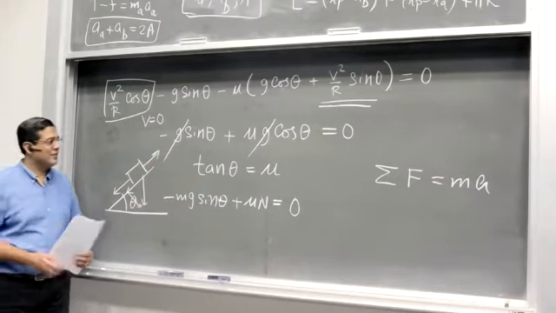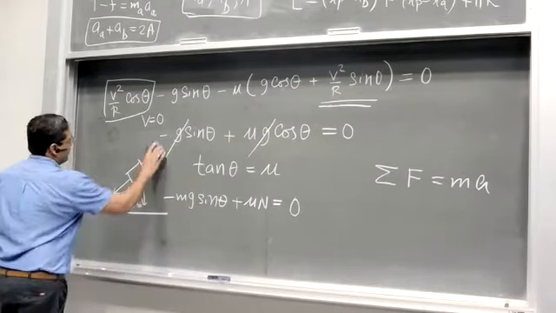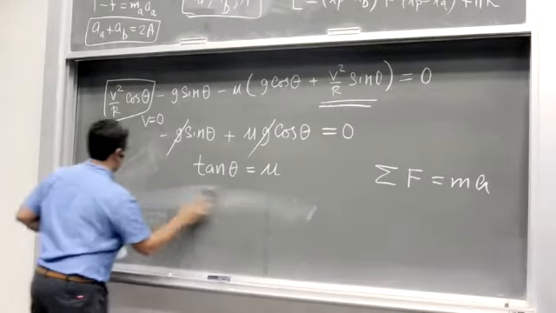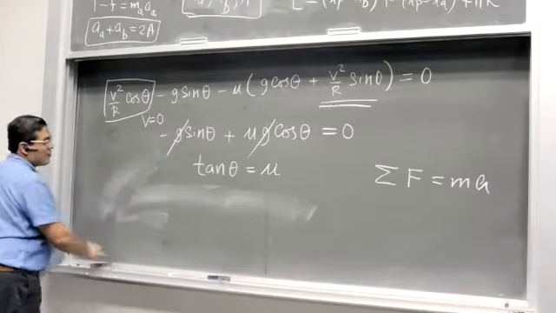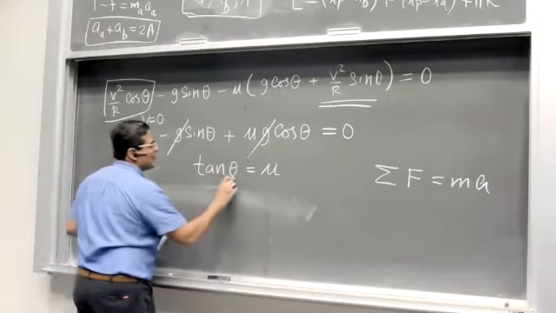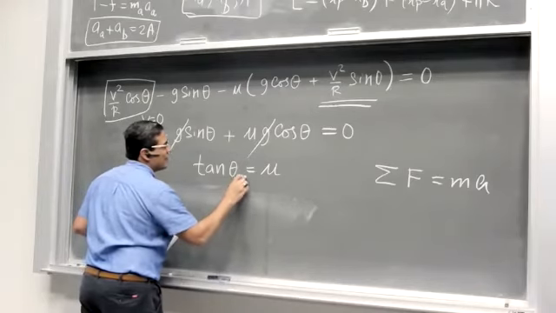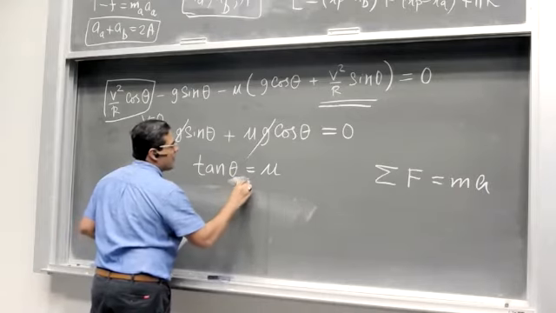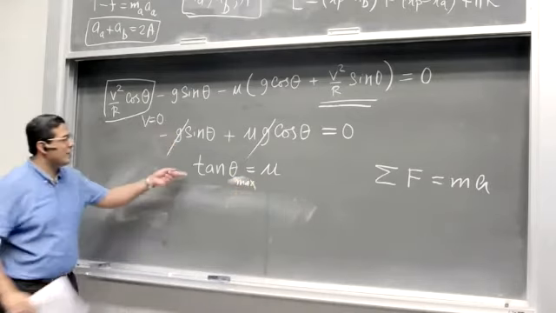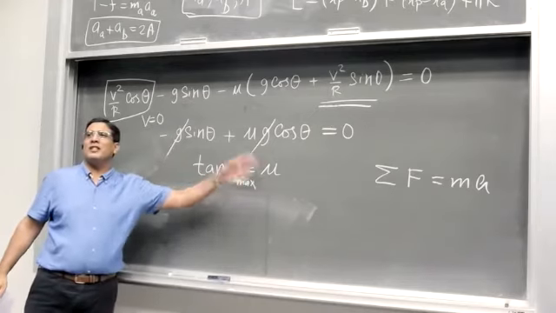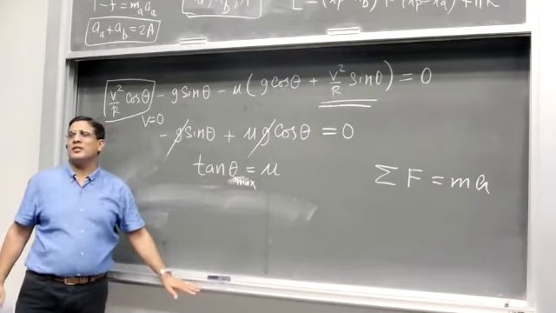Right. Okay, so even if the car is not moving, so long as the ramp angle theta has a peculiar value, if theta is large enough that its tangent is equal to mu, then the car would not slide down without any speed.